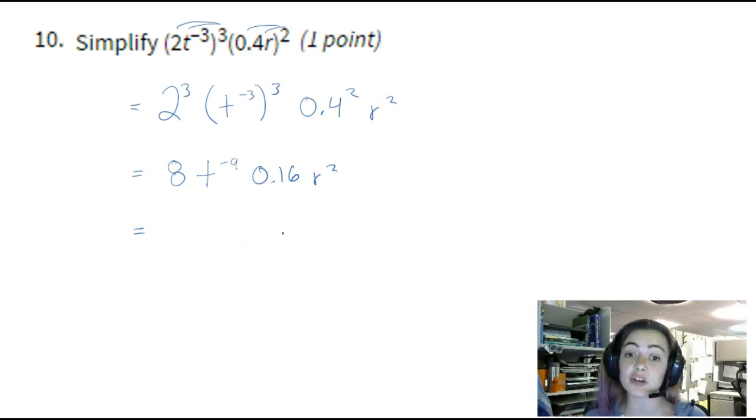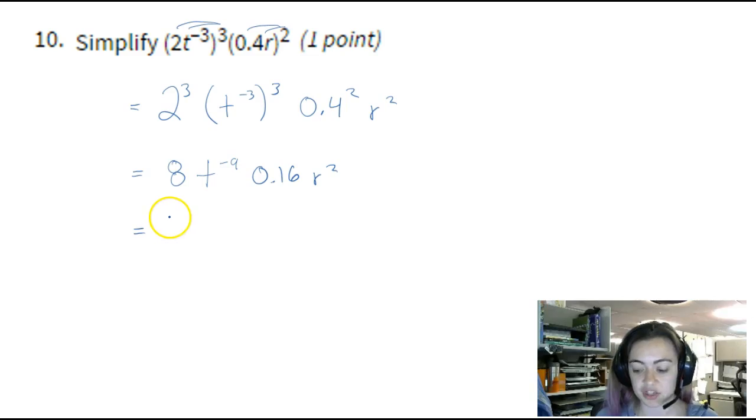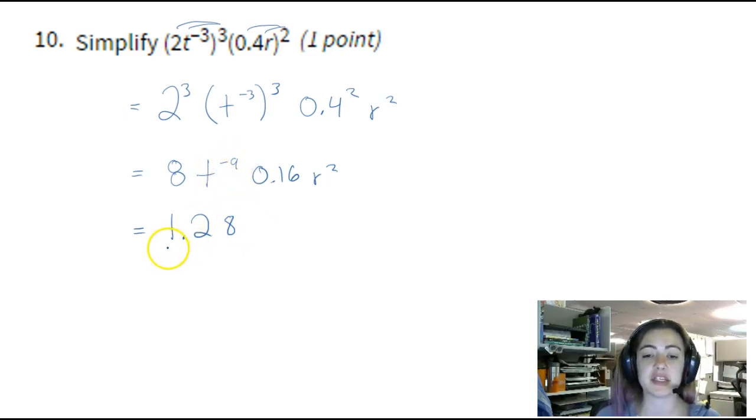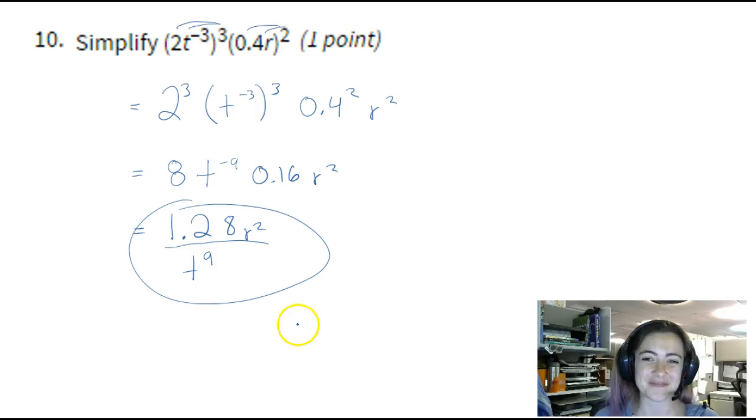So do we have any like terms? Well, I see 8 and 0.16. Those are alike, they're both numerals. So if you multiply that out, you actually get 1.28. Now when we're combining like terms here, there are no more like terms. T and r are not alike. So let's see, t to the negative ninth. Well, since it's a negative exponent, we know it's in the denominator. And r squared is a positive exponent. So there is our final answer.